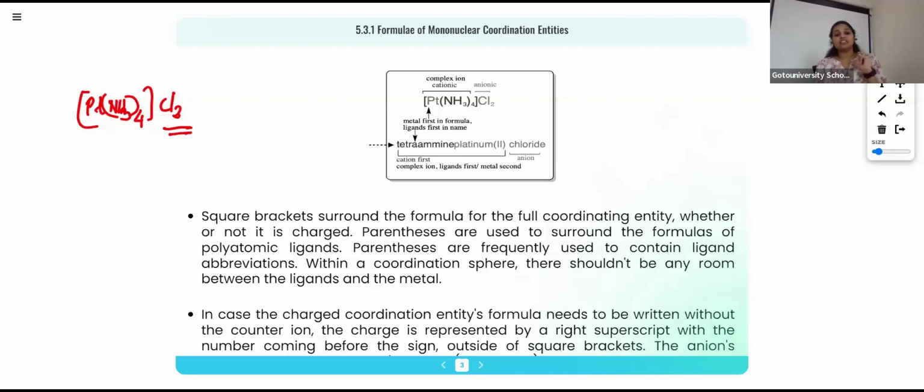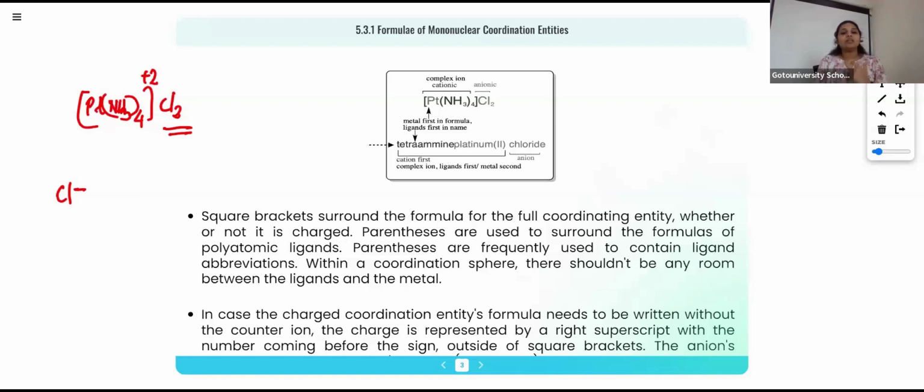First, we have to determine the charge of the coordination sphere and the ionization sphere. Here 2 chlorine is the anionic part, that is the ionization sphere. One chlorine has a -1 charge, so 2 chlorine means 2 minus charge. So the total charge of the ionization sphere is -2, and the total charge of the coordination sphere will obviously be +2. So the coordination sphere is the cationic part and the chlorine is the anionic part.